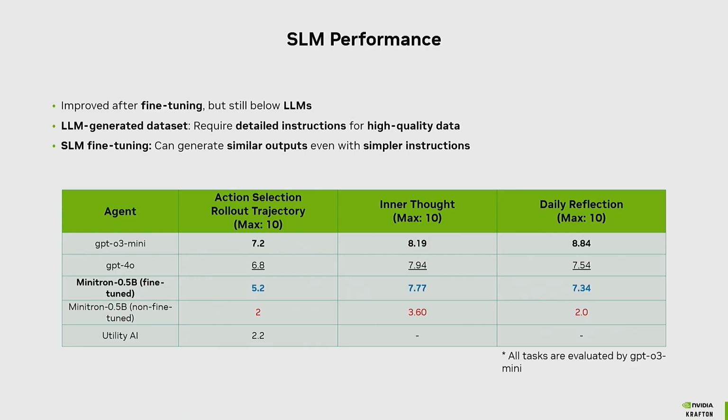So let's see the third row. After fine-tuning the small language model, as shown in the table, the performance improved significantly, but it was still not as good as large language models. And one key observation from the small language model fine-tuning was that while large language models require highly detailed instructions, as I said before, to generate high-quality data, once we collected the data, we found that the small language model could still learn to generate similar outputs even without detailed instructions in the input.